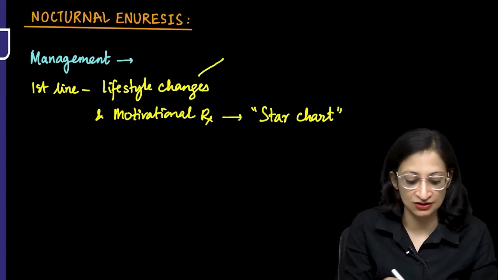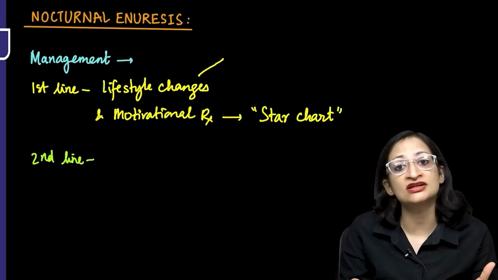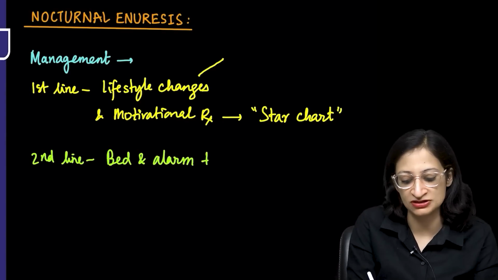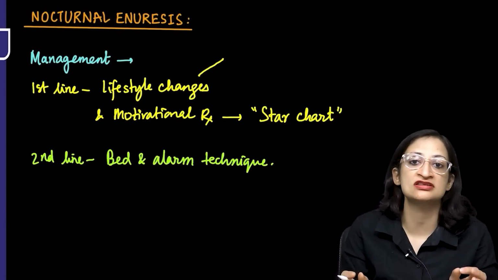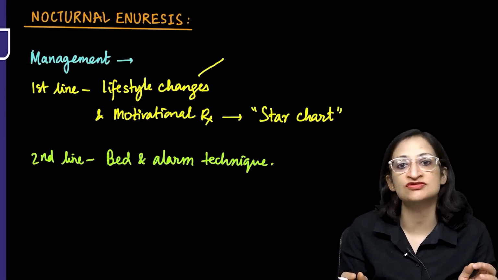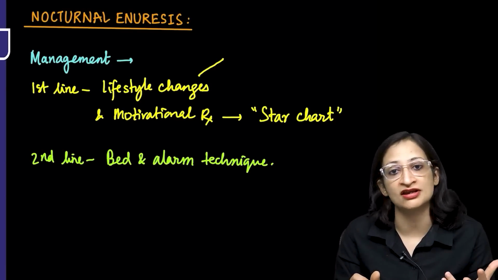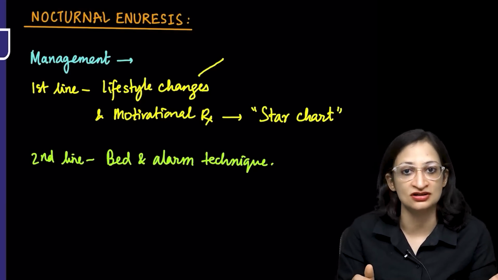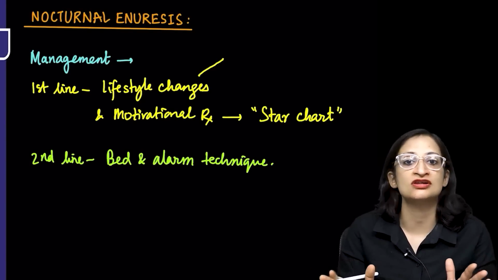The second line treatment is basically bed alarm conditioning techniques. So bed alarm technique, or bell and pad technique as some people say. A moisture sensing alarm is fitted in the underwear of the child, and as soon as the child begins to void at night, that alarm will ring and the child will wake up, go to the washroom and void, and slowly he will get conditioned so that he wakes up by himself or herself and goes to the washroom and voids, and nocturnal incontinence is avoided.